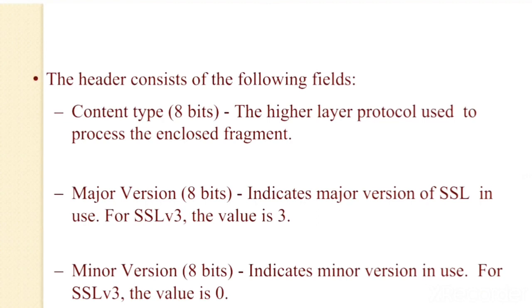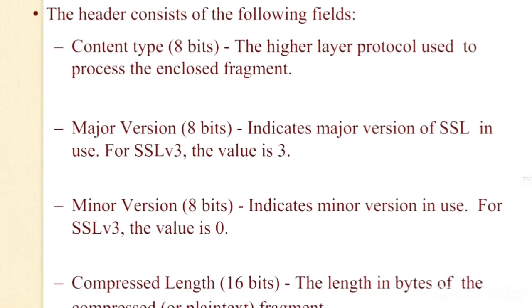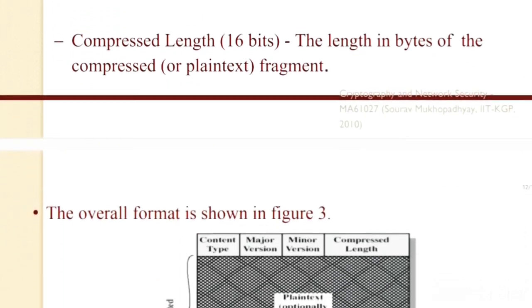These 4 parts are: content type, having 8 bits, where the higher level protocol is used to process the enclosed fragment. Second is the major version, which again contains 8 bits and indicates the major version of SSL in use. Minor version, 8 bits, also indicates the minor version in use. For SSL v3 the value is 0. And the fourth field is compressed length, having 16 bits, and the length in bytes of the compressed fragment.